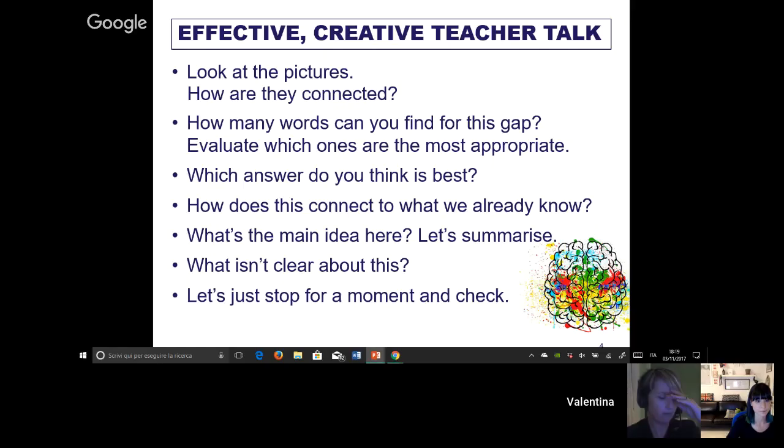Also things like, which answer do you think is best? Instead of which answer is right. Because maybe there isn't such a thing as the perfect right answer. There are always exceptions, and we all know English is full of exceptions. So maybe we should stop telling students that there is this one right answer and start moving towards, let's evaluate the options.